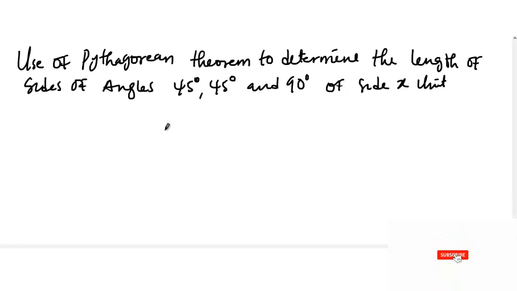Alright, so in this video I'm going to be showing how to use the Pythagorean theorem to determine the length of the sides of a triangle with angles 45, 45 and 90. These are known as special angles when it comes to geometry, or rather trigonometry.